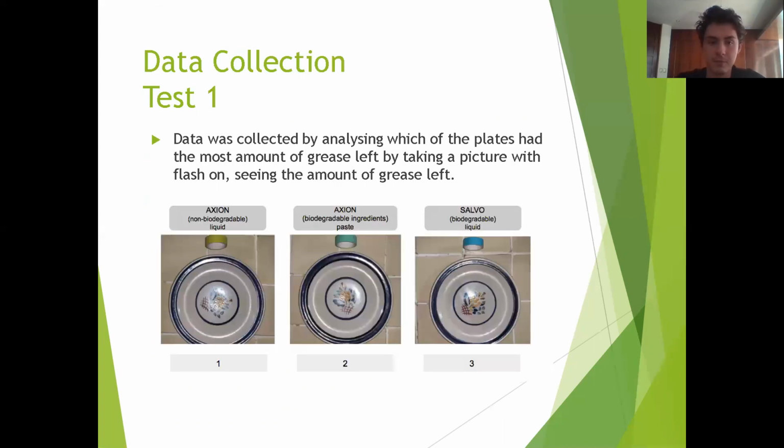Data collection. Data was collected in the first test by analyzing which of the plates had the most amount of grease left, by taking pictures with the flash on, seeing the amount of grease. As you can see in the pictures, each different type of detergent left a bit different amounts of grease on the plate, and you can see with the flash on that the oil reflects a bit differently in each plate.